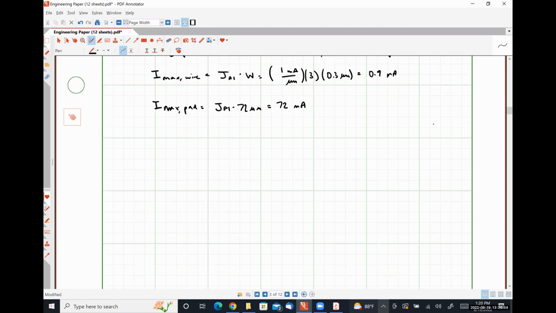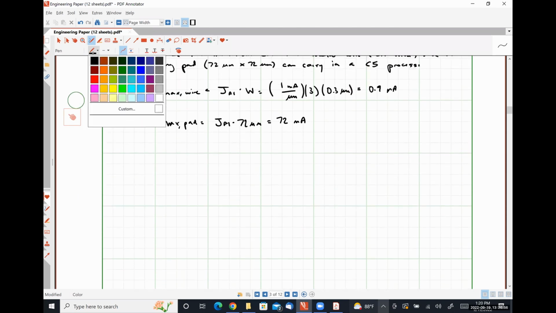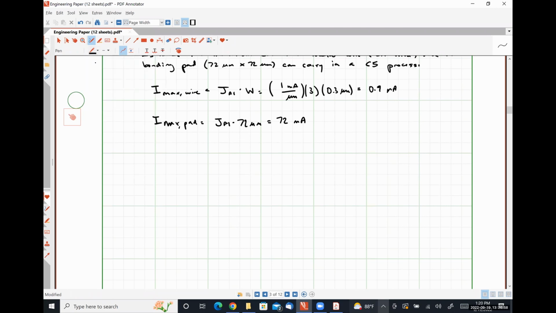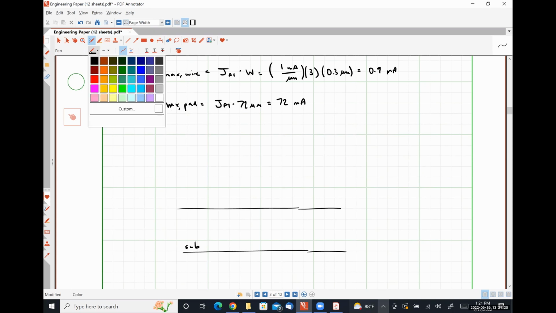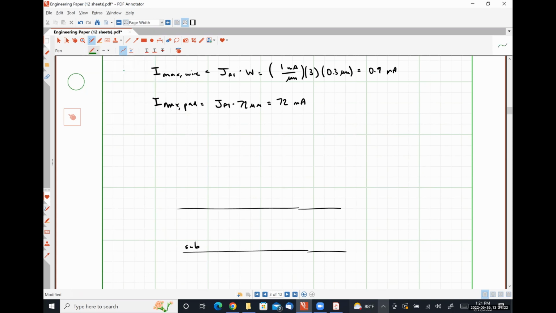So let's draw a picture of what I mean. Let's say this is our substrate. And our target here, for whatever reason, is to connect to this active thing, okay?